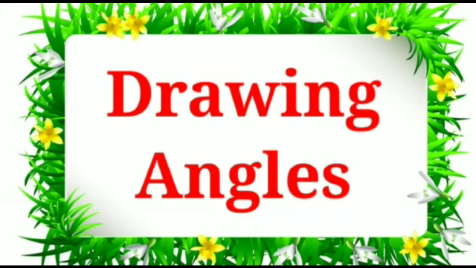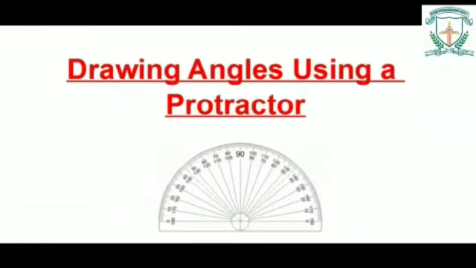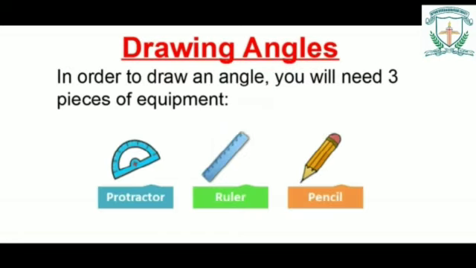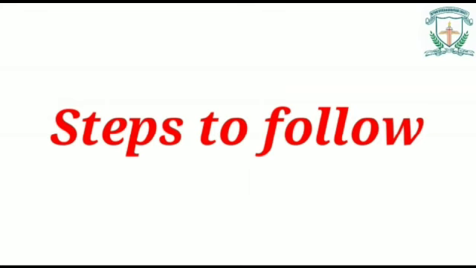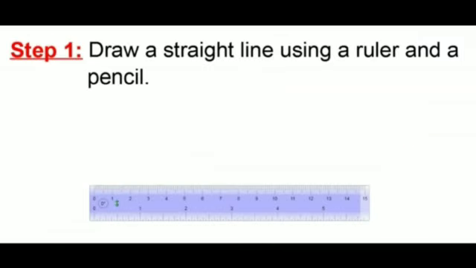Drawing angles. Drawing angles using protractor. In order to draw an angle, you need 3 pieces of equipment called the protractor, ruler, and pencil. Steps to follow. Step 1. Draw a straight line using a ruler and a pencil.